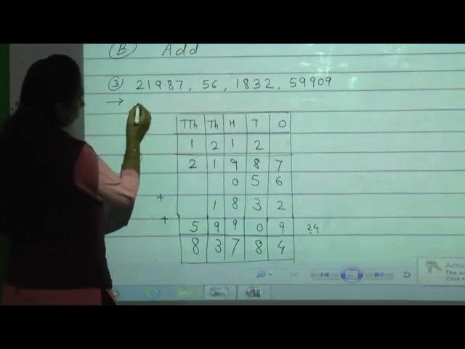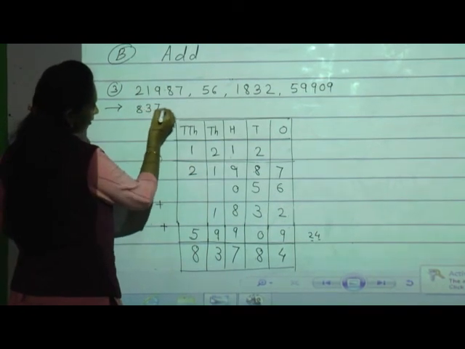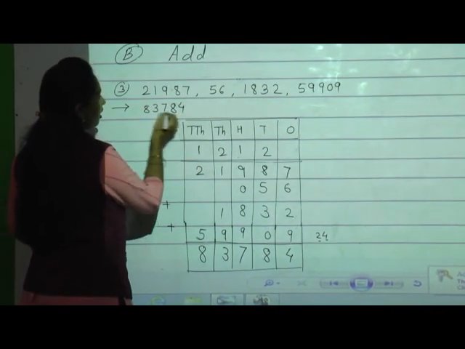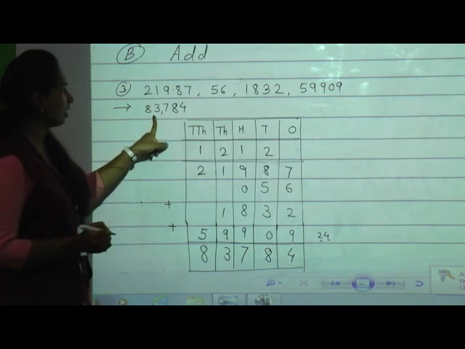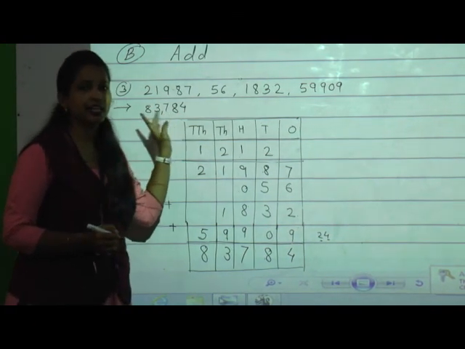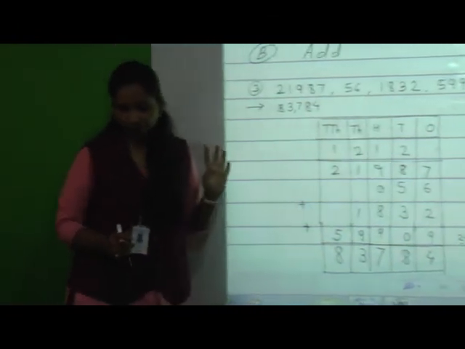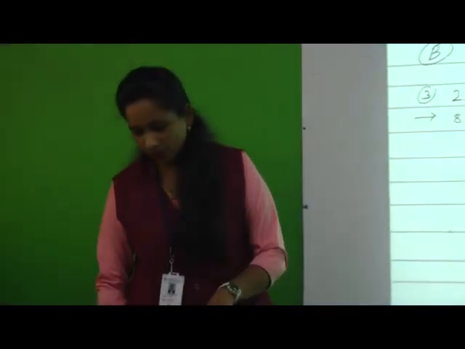So what is the answer? 83784. Give a comma after 3 digits. So the answer is 83,784. I have solved in B question the first one and the third one. We will solve some more questions in our next session.